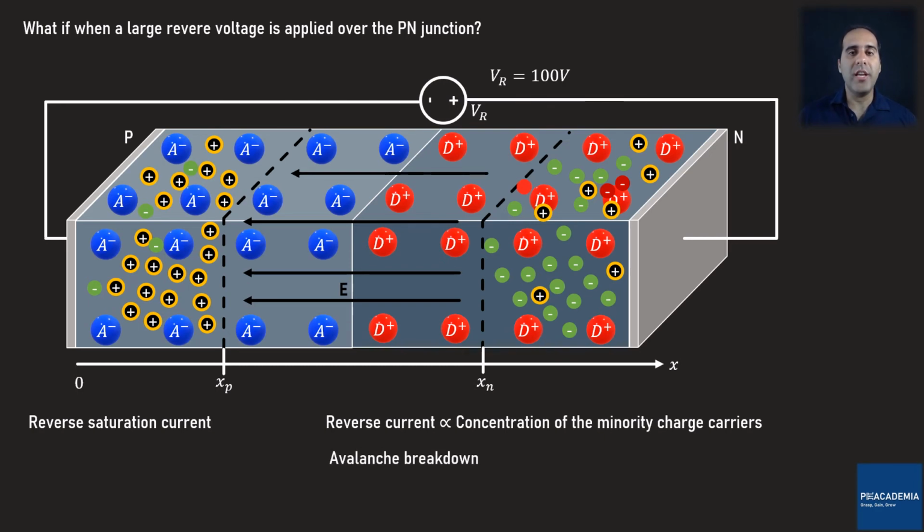Under this condition, the reverse voltage was already very large. Now the reverse current gets very large too. So the power lost in the device becomes huge. Under this condition, the device can be damaged permanently. The reverse voltage at which the avalanche breakdown happens is called the breakdown voltage, and shown by V sub B.